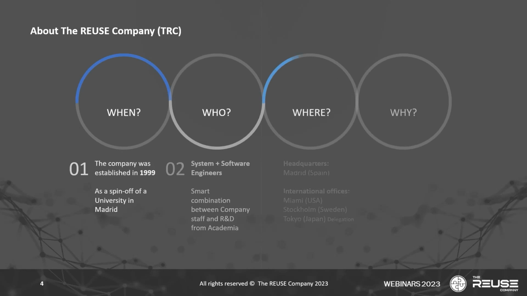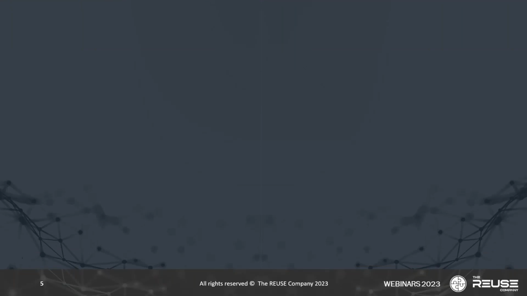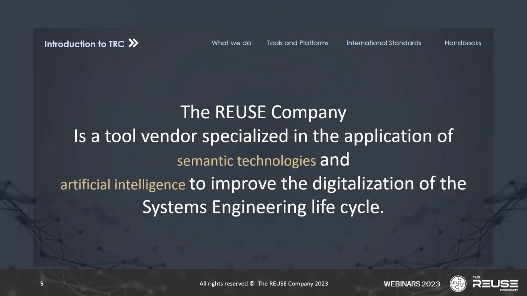I start with a quick introduction to the company, Realtime company, established in 1999 as smartly combining systems and software engineers, headquartered in Madrid with offices in the US, Stockholm, and a special delegation in Tokyo, Japan. The Realtime company, as a tool vendor, specializes in the application of semantic technologies and artificial intelligence to improve the digitalization of the systems engineering lifecycle.